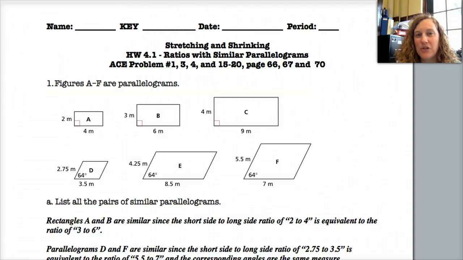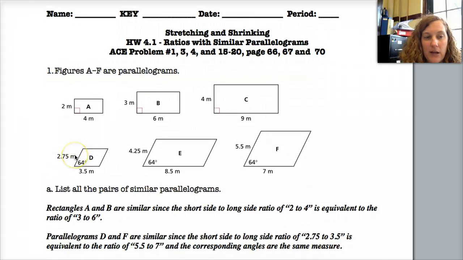Hello, welcome to the homework review for homework 4.1, Ratios with Similar Parallelograms, ACE problems 1, 3, 4, and 15 to 20. Today in class we talked about how you could use ratios of adjacent sides to determine if shapes are similar. They'd have to have corresponding ratios of, say, short side to long side or long side to short side, and their angles would have to be the same. We're practicing that for homework today.